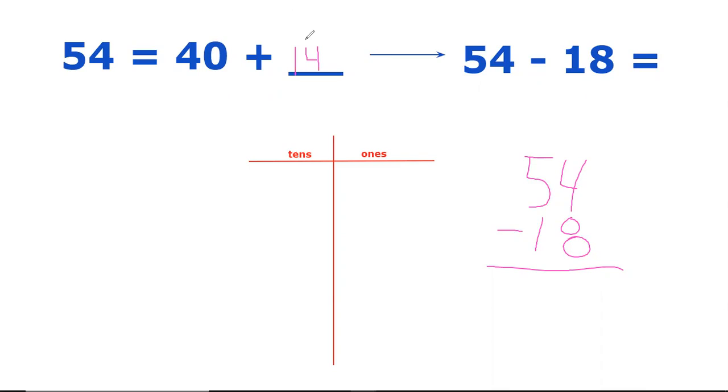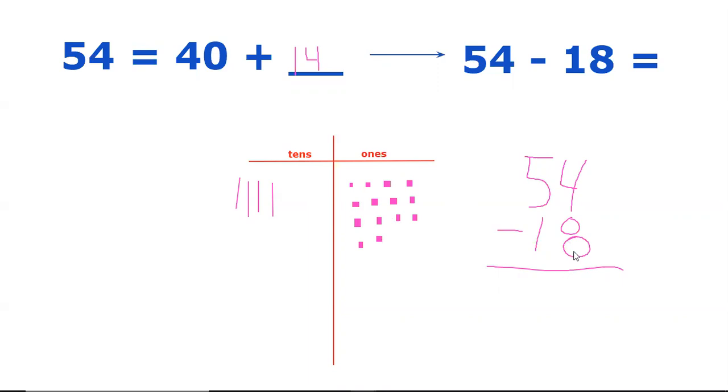So let's use our 4 tens and our 14 ones to solve this problem. I'm going to have 1, 2, 3, 4 tens, and then 14 ones. So 1, 2, 3, 4, 5, 6, 7, 8, 9, 10, 11, 12, 13, 14. Now I can get the right color. There we go. Okay, so now I can take 18 away from my 4 tens, 14 ones, which equal 54.